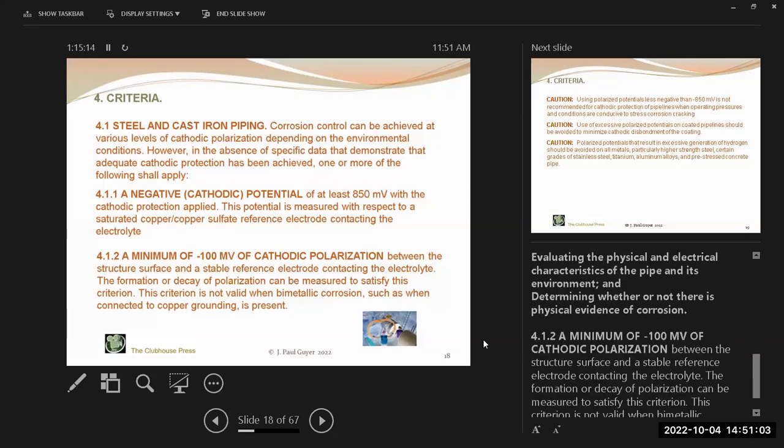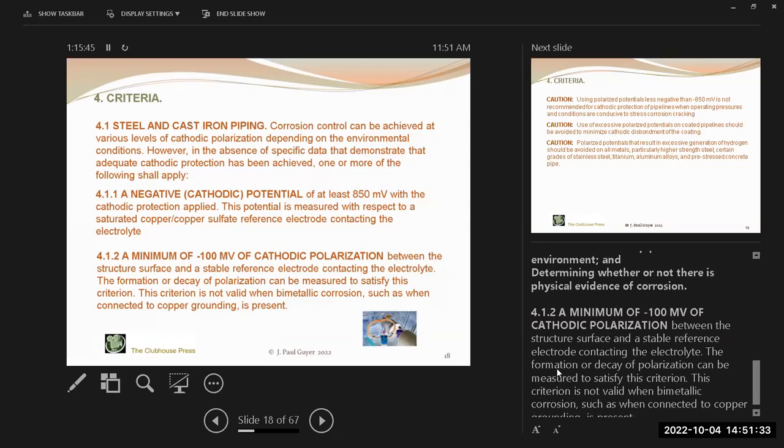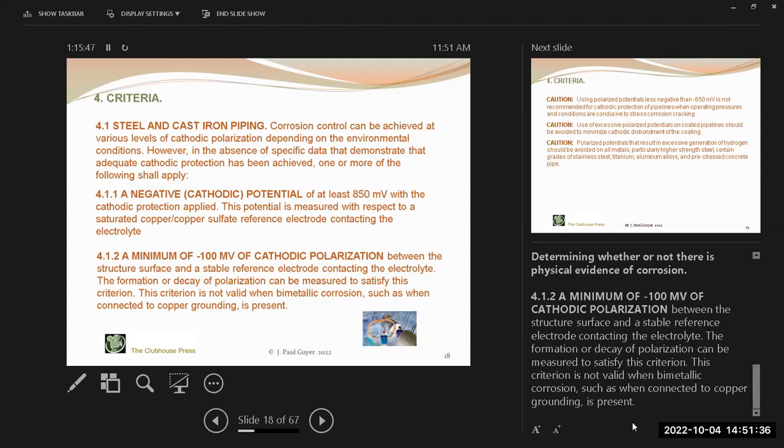A minimum of 100 millivolts of cathodic polarization between the structure surface and a stable reference electrode contacting the electrolyte. The copper sulfate cell is the electrode stuck in the ground. The formation or decay of polarization can be measured to satisfy this criterion. This criterion is not valid when bimetallic corrosion, such as when connected to copper grounding, is present.